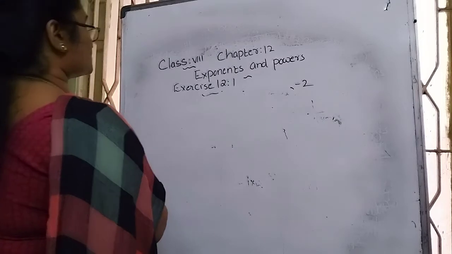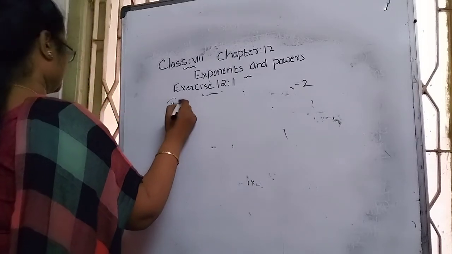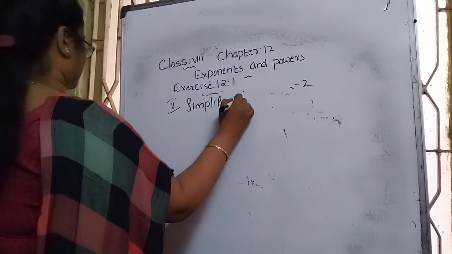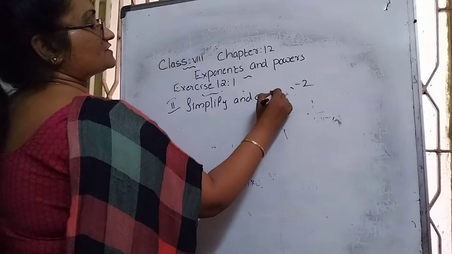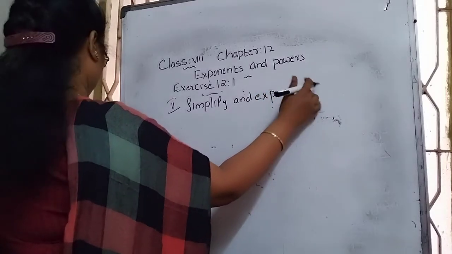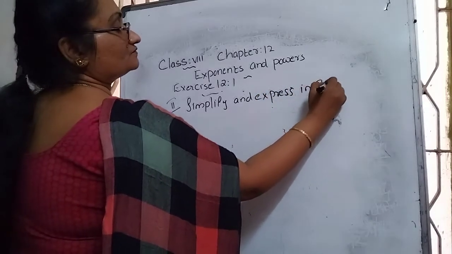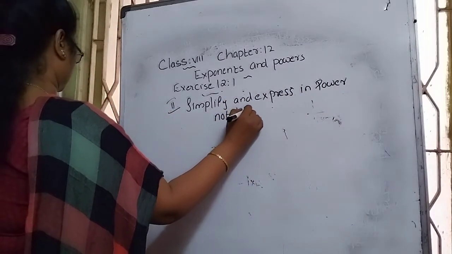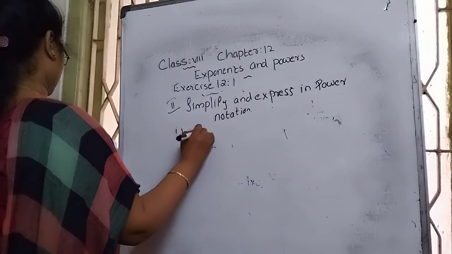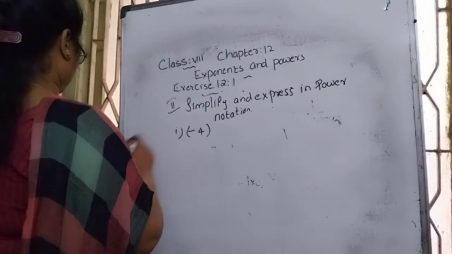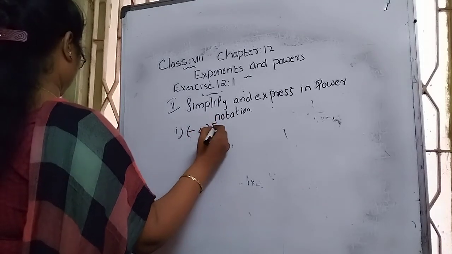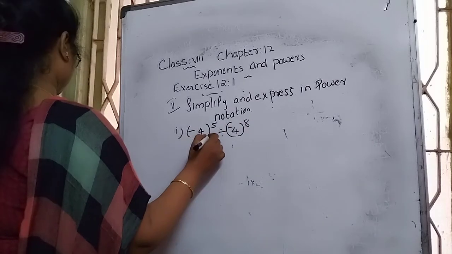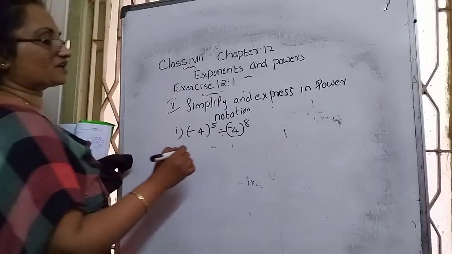Then next we go to the second part. Second Roman. The question they are asking is: simplify and express in power notation form. The first question is minus 4 raised to 5 divided by minus 4 raised to 8.